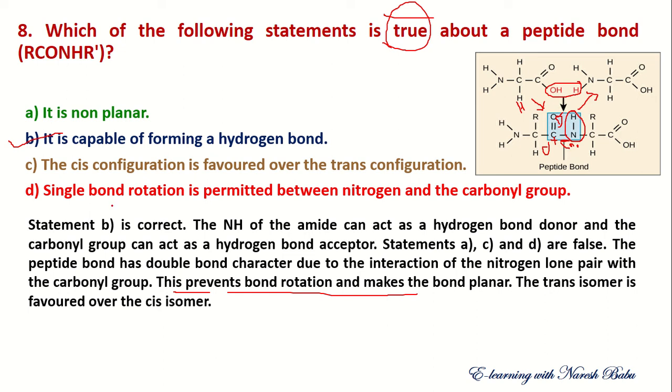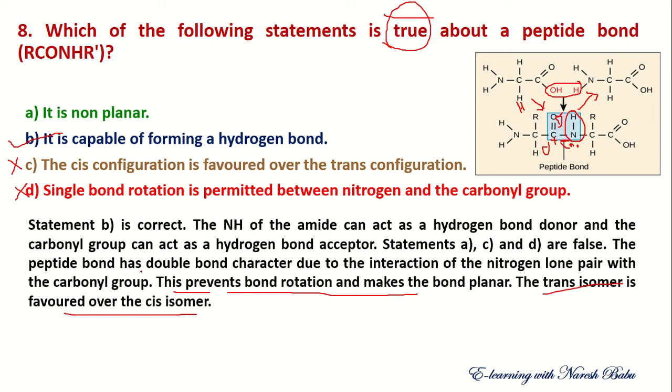So that means a single bond rotation is permitted, but this is not going to permit it. Due to the double bond character between the carbon and nitrogen, there is no bond rotation. And we know that the trans isomer is favored over the cis isomer. But here the given option says the cis configuration is favored. So trans configuration is always favored when comparing with the cis configuration. That's why it is also a wrong one.